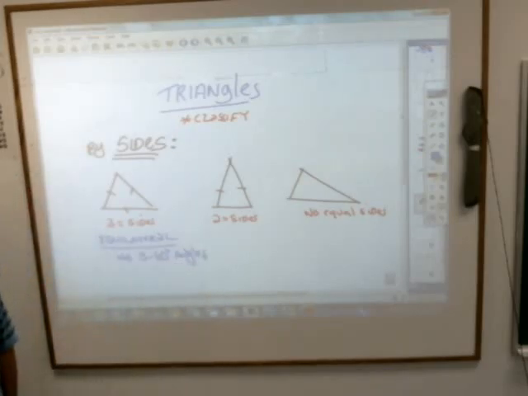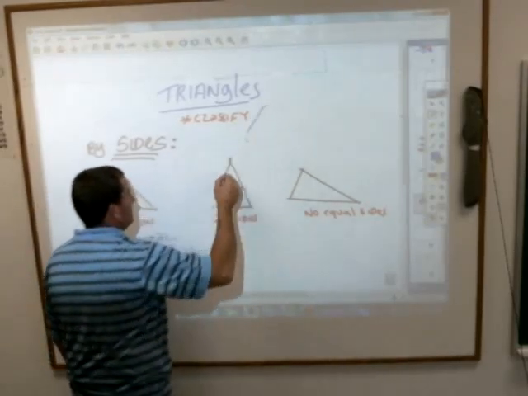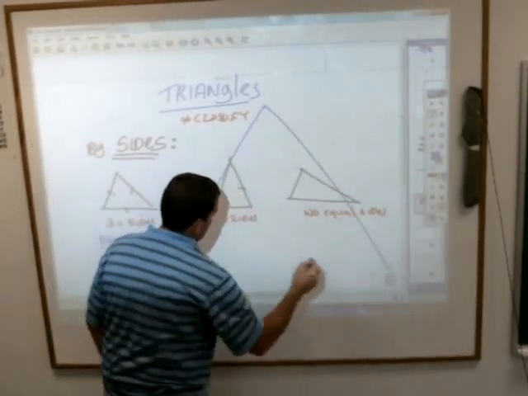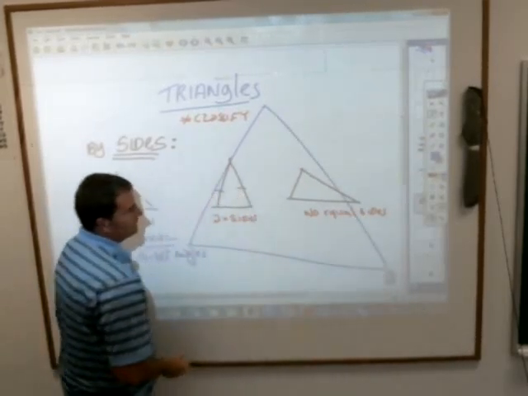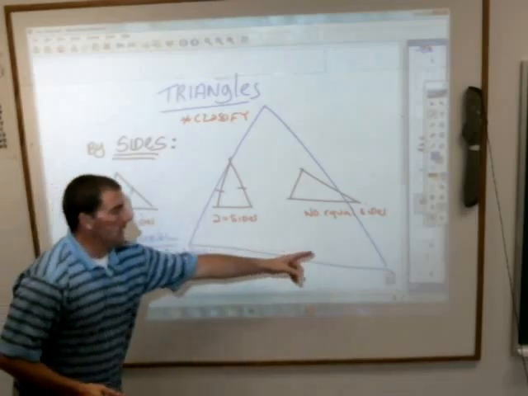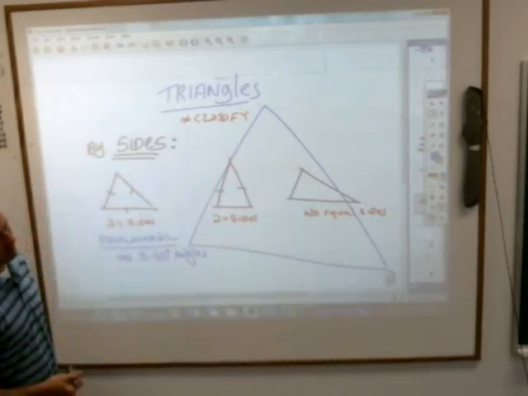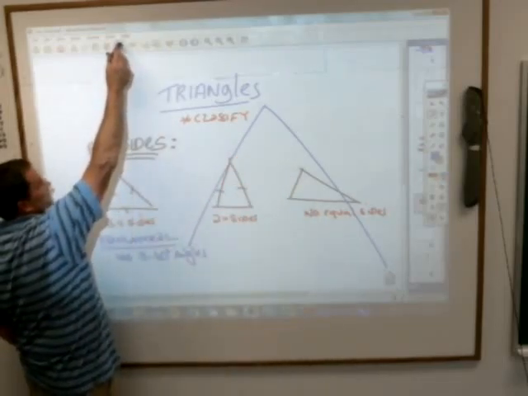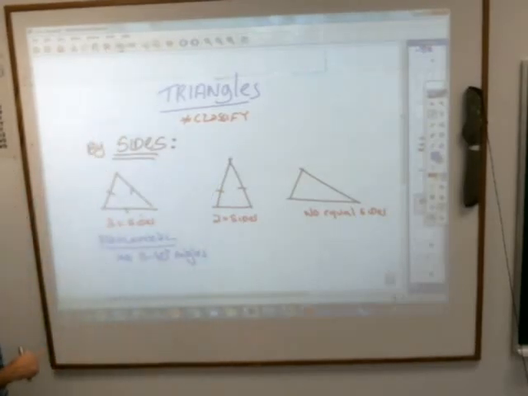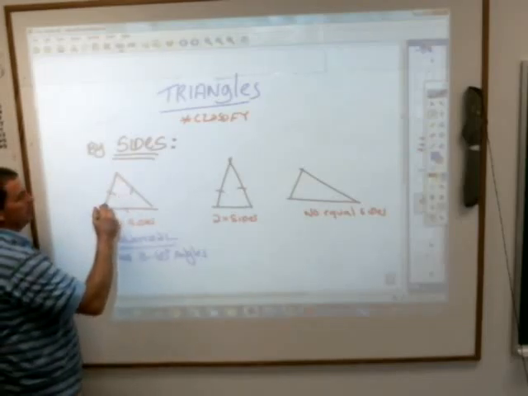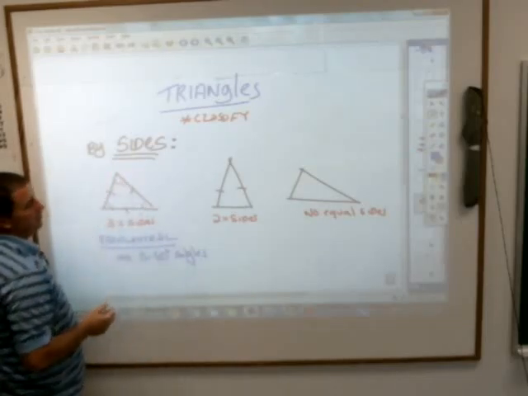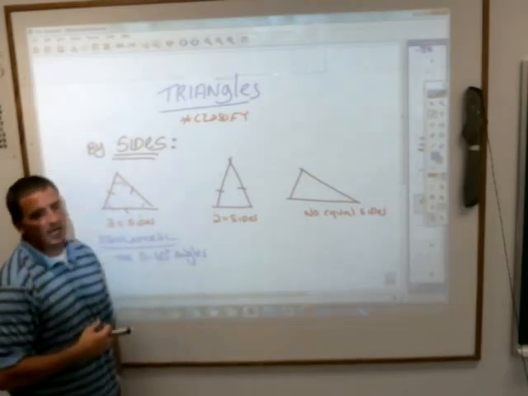That means no matter how big the equilateral triangle you draw, my equilateral triangle could be this big, if it's equilateral, every angle on that triangle is going to be 60 degrees. It doesn't matter the size. If it's got 3 equal sides, it has 3 60-degree angles, and they are all equal. 3 equal sides, 3 equal angles.